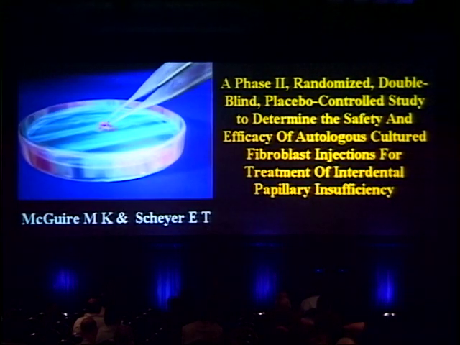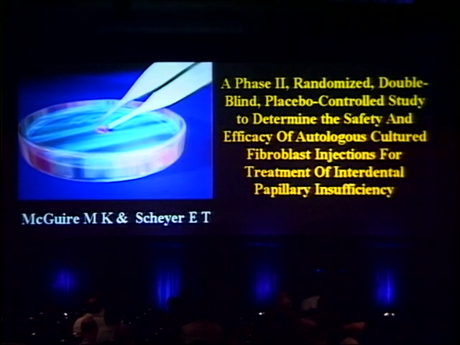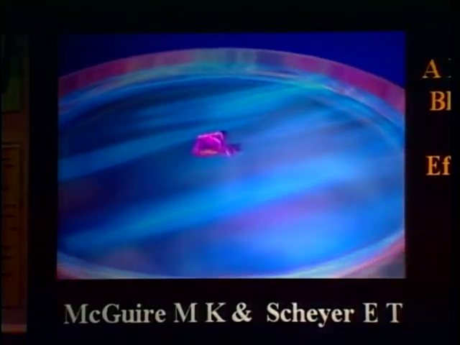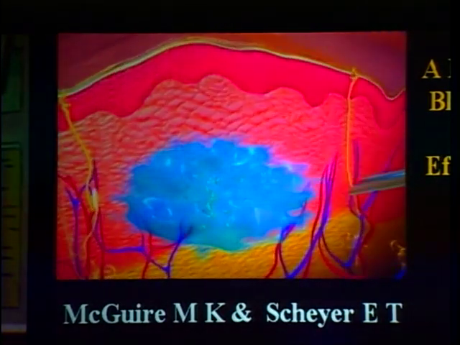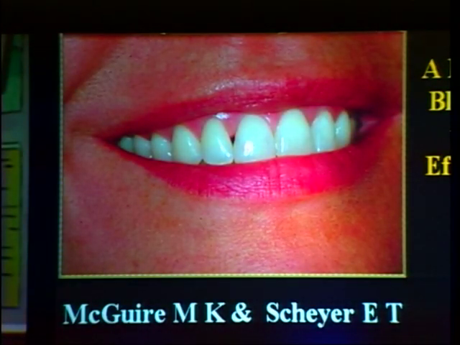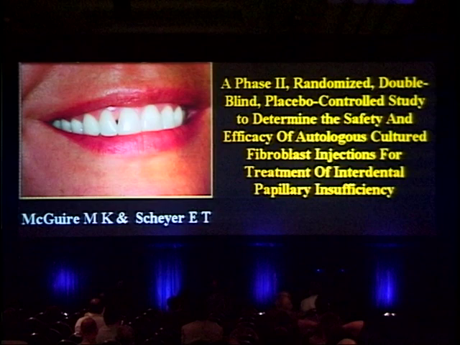We take a small biopsy. The biopsy is then sent to the laboratory. From that biopsy, the fibroblasts are extracted. They're reproduced and grown and then placed in an injectable medium. We take the patient's living fibroblasts and inject them into the papilla. The fibroblasts then produce collagen and expand the tissue. So what we're talking about here is not injecting a filler. We're not injecting collagen. We're injecting living fibroblasts that then produce collagen to expand the tissue.